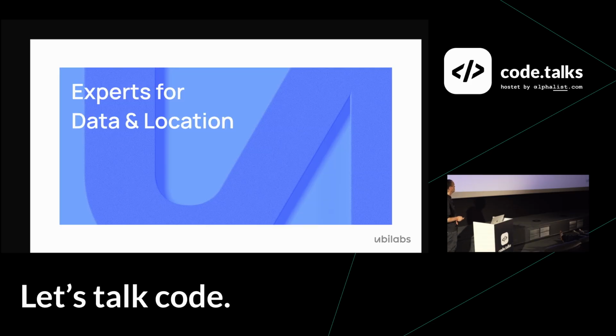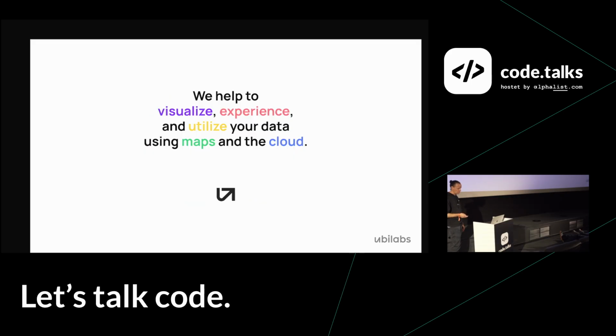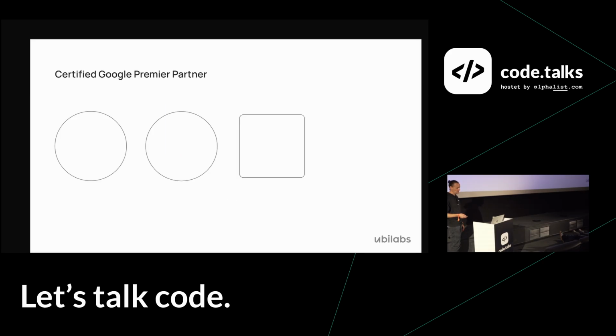So, UB Labs, we call us the experts for data and location. We have a strong overlap of maps and cloud topics. Cloud is being used to process a lot of data, to store a lot of data, and also AI topics are coming in. And maps is the front end where you can display all this information. As UB Labs, we help other companies to visualize, experience, and utilize the data.